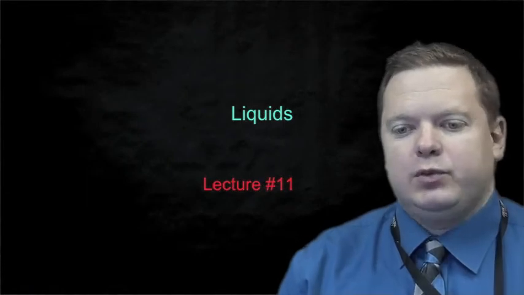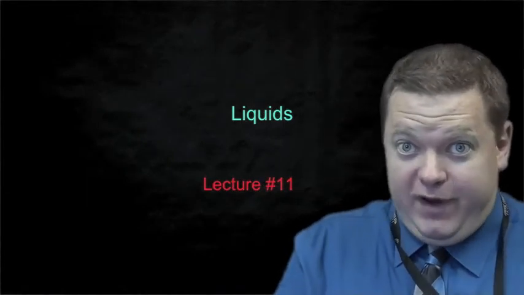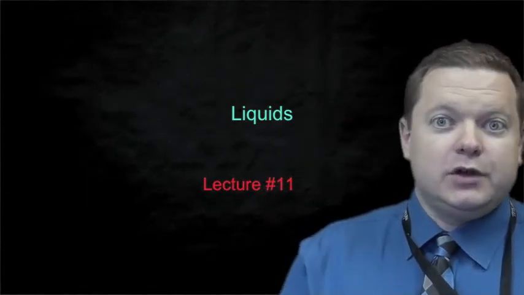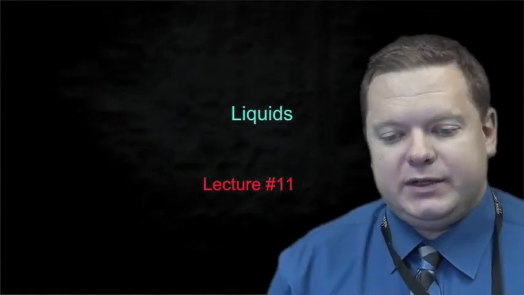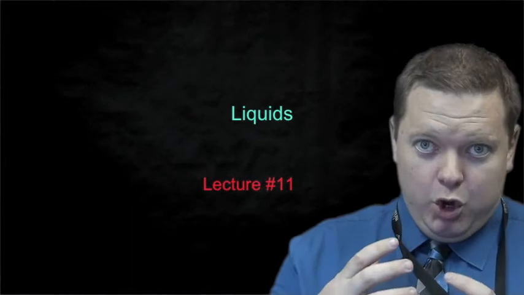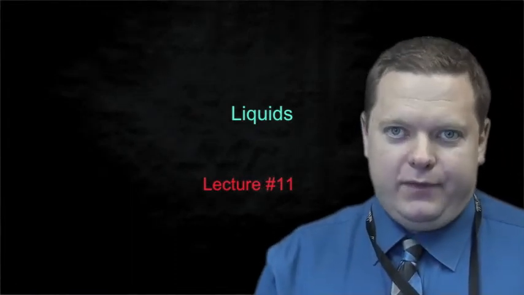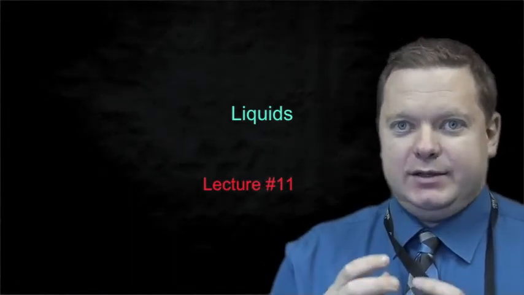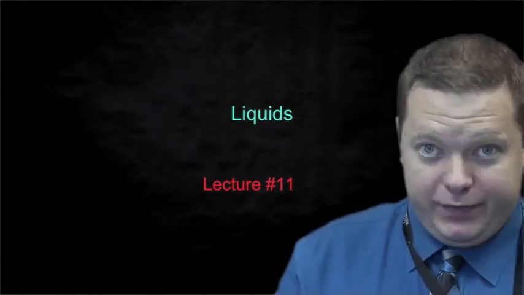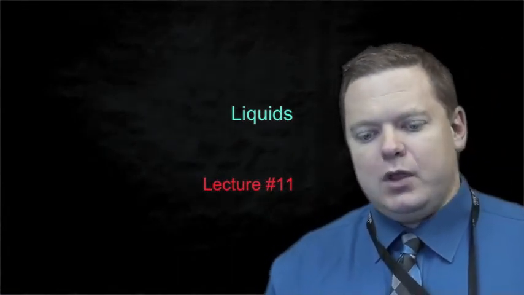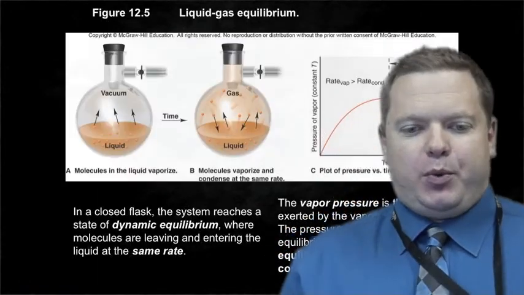So the three properties we're going to look at primarily are vapor pressure, surface tension, and viscosity. And then we're going to spend a little bit of time talking specifically about water and the various intermolecular forces it has and the special circumstance that this leads to in water. So the first one, vapor pressure.